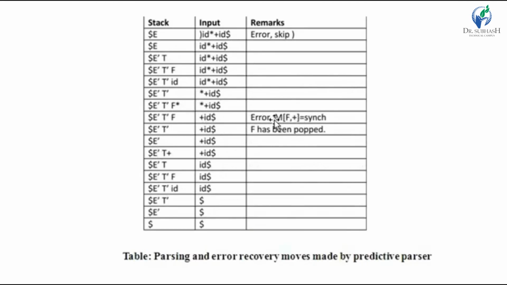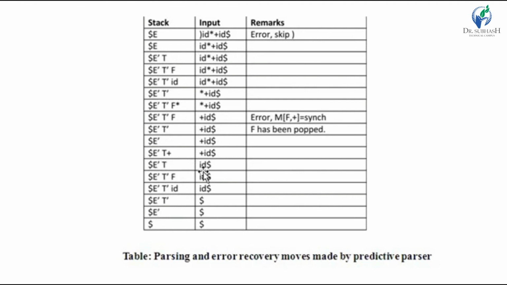So here is an error from parsing table M of F, plus, which is synchronize. So F has been popped. Now with E dash T dash and input plus ID: is there any production from T dash to plus? No, but T dash gives epsilon. Here E dash with plus ID: E dash gives plus T dash. Here plus and plus match, so it's cancelled.